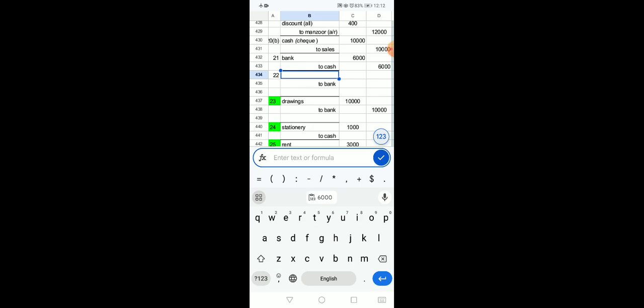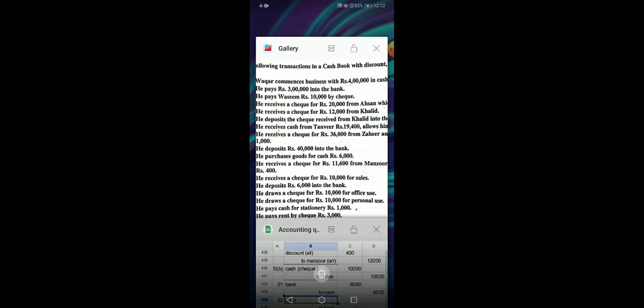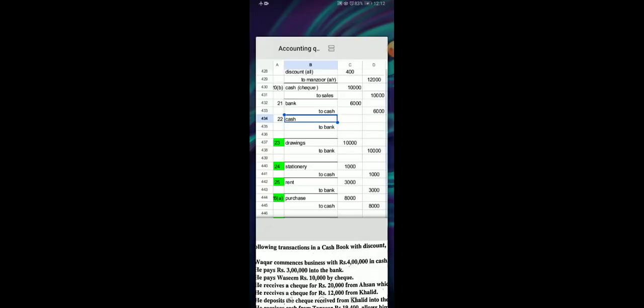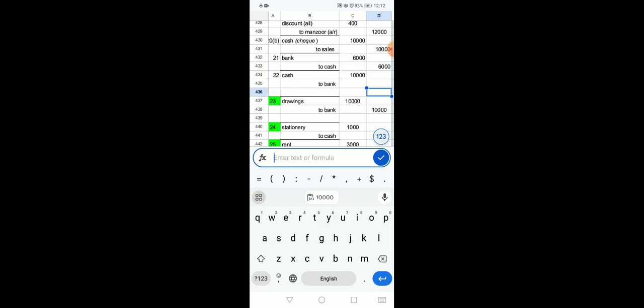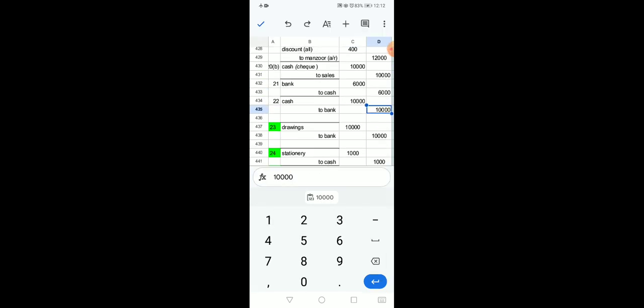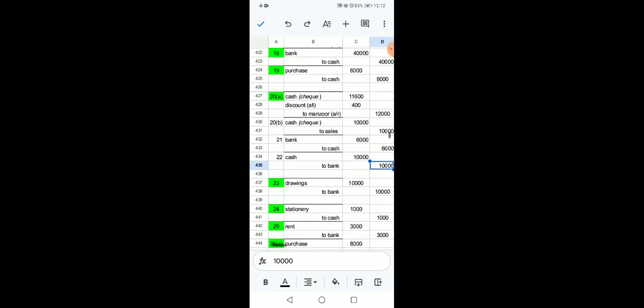In the 22nd entry, you have drawn a check for what? For office use. When you draw the check for office use, you will receive the amount from the bank. Amount received means cash in hand is increasing. Cash in hand is your asset. Asset is increasing, so you will mention the name of cash on the debit side. The 22nd entry's amount was 10,000. So you will mention 10,000 over here, and the same amount you are required to write on the credit side. This way those missing entries we have completed, and now it's time to post these journal entries into our ledger.